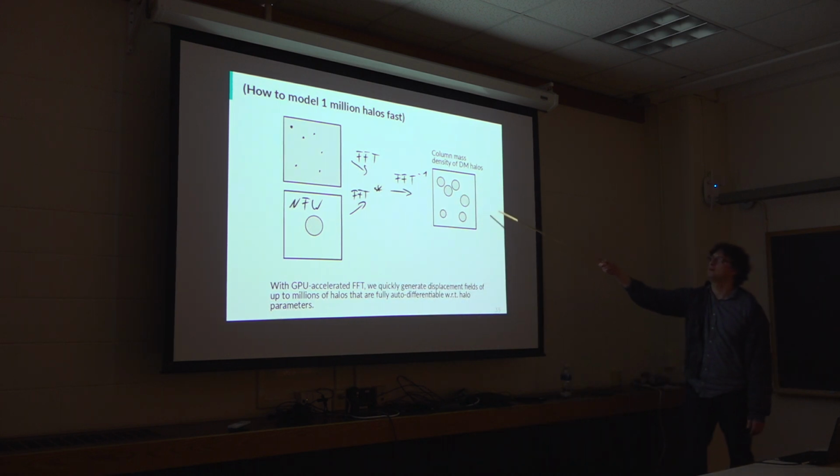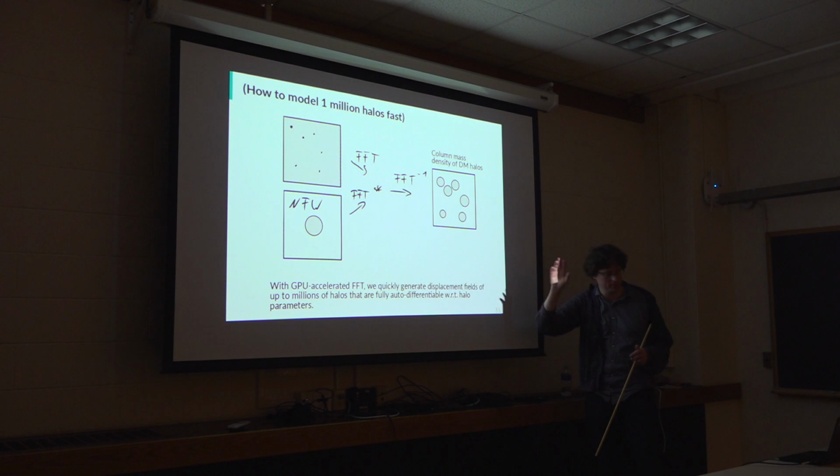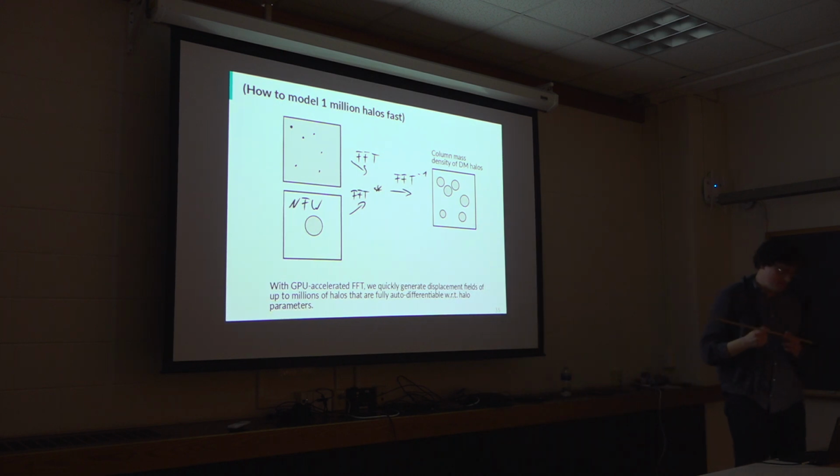And then you get the column density, the column mass of lots of halos. And the nice thing is you can just autograph the entire thing, so it's easy to calculate the gradient of this mass distribution with a million halo parameters. We don't need a million halos, but we need 1,000 or so in our tests.